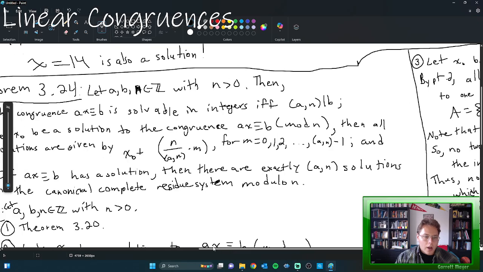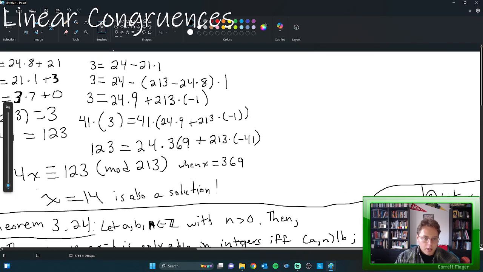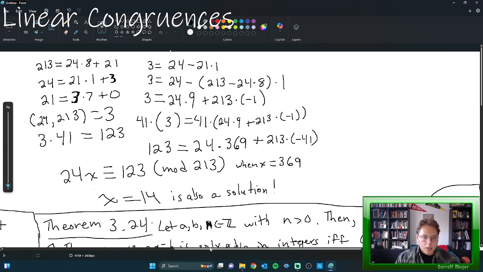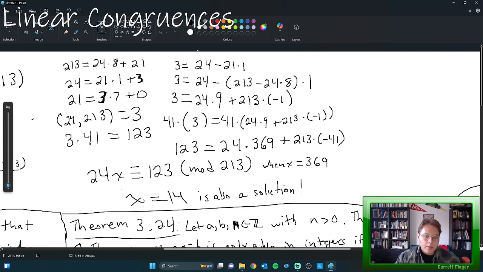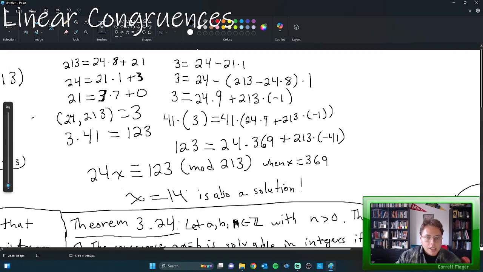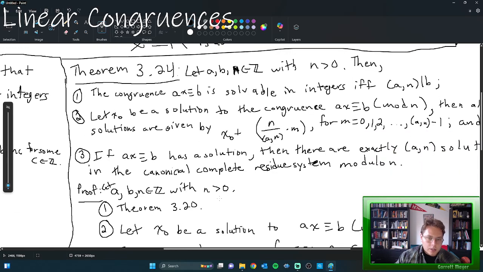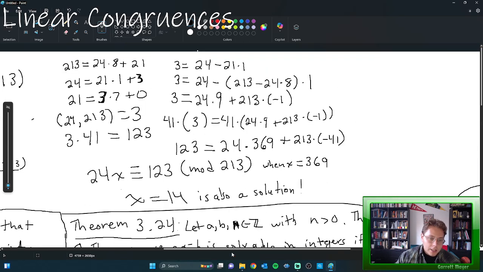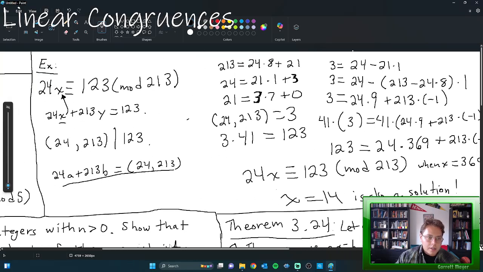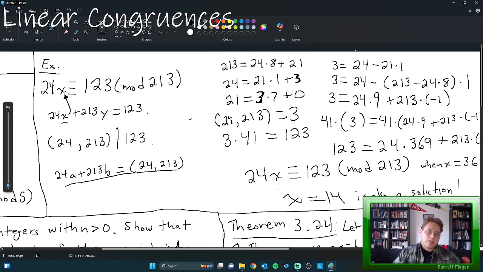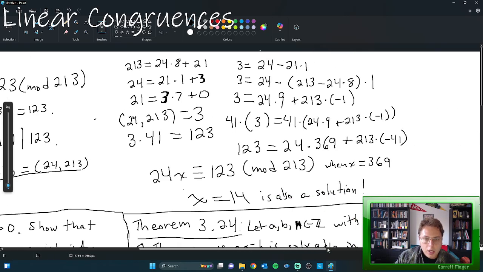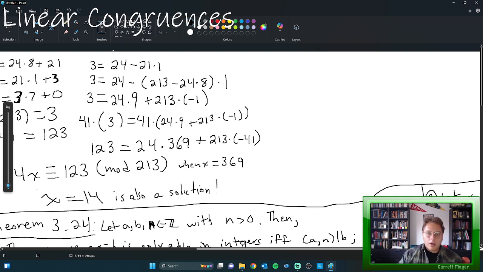So how does this apply to what we were talking about before? Now we have ways of generating other solutions and also ways of generating all the solutions. So in this case, let's find the canonical complete residue system modulo and the solutions in that. We need to find 3 solutions that are between 0 and 213. The one solution we were actually able to come up with before, so this will be our x naught, is 369.